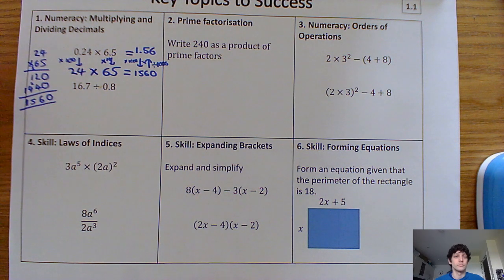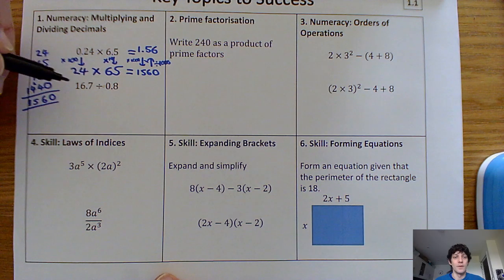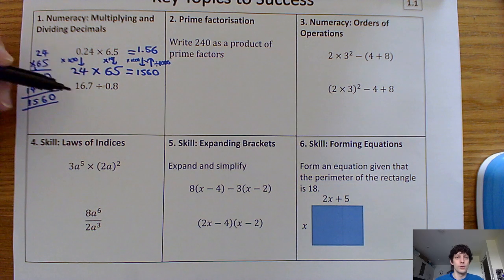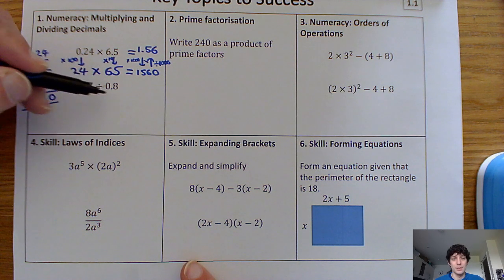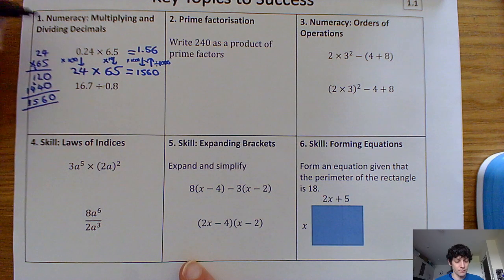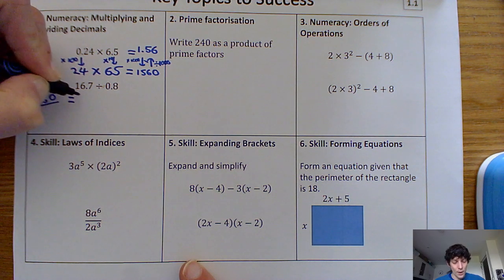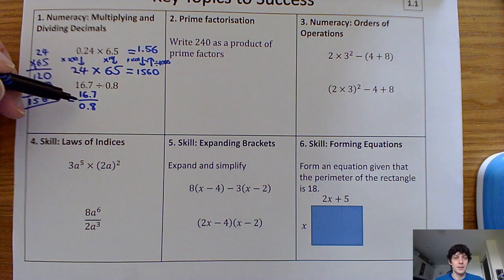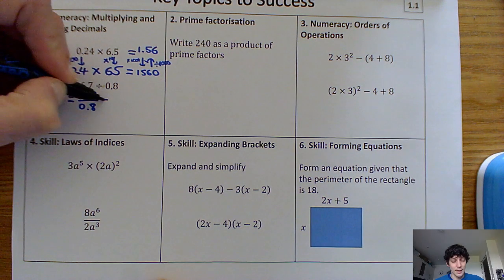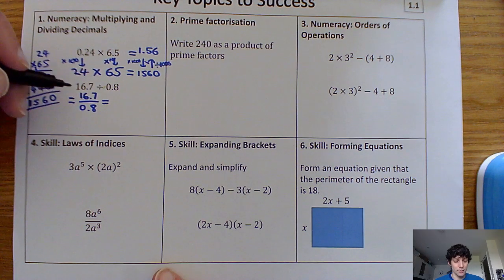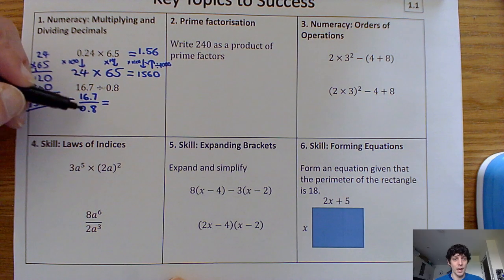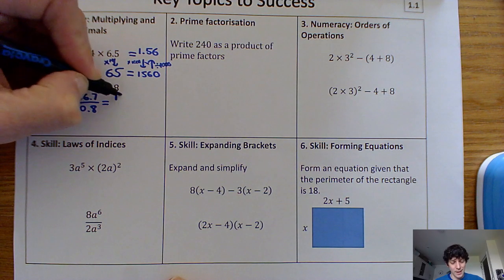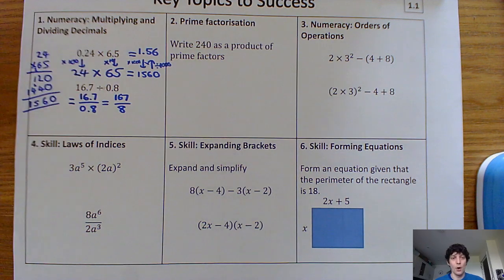To do divisions, actually having decimals on our numerator isn't a problem. It's what we're dividing by being a decimal that's the issue. So the way that I like to think about this is to think about it as a fraction. So it's 16.7 divided by 0.8. And now I can use equivalent fractions to make this a lot easier. I can multiply the numerator and denominator by 10 to get 167 over 8.